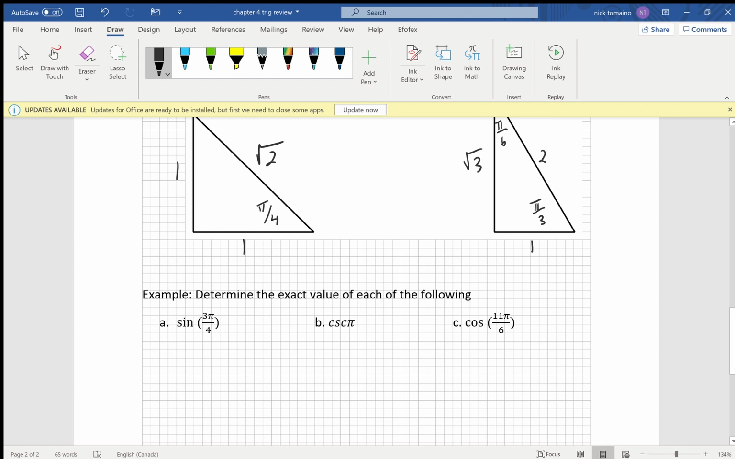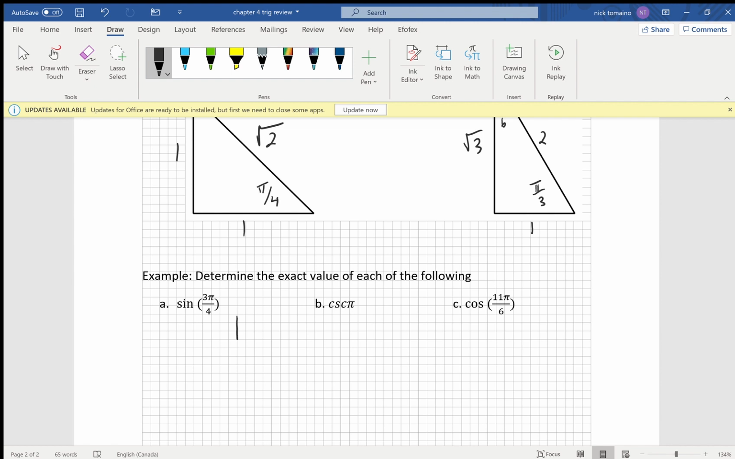So the first one I have is sine of 3 pi over 4, determine the exact value. We use our CAS rule along with our special triangle, so I'll draw this one out here. Remember 4 pi over 4 is right here, which is pi, so 3 pi over 4 is in this quadrant. So we're going to draw a triangle like this, and our related acute angle is pi over 4. Now we're just going to put our numbers in. Opposite goes 1, adjacent goes -1, and then we have root 2. So the sine is 1 over root 2.